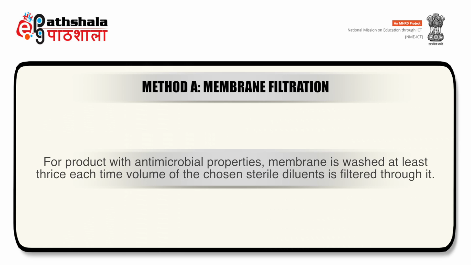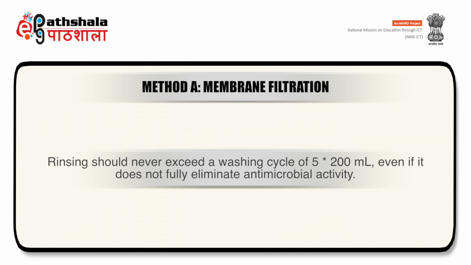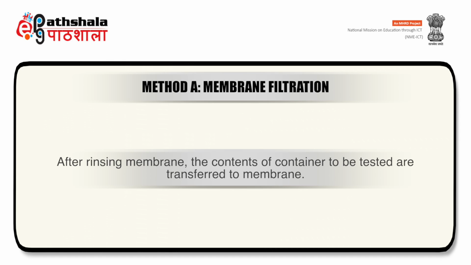For products with antimicrobial properties, the membrane is washed at least thrice. Each time, a volume of the chosen sterile diluent is filtered through it. Rinsing should never exceed a washing cycle of 5 times 200 ml, even if it does not fully eliminate antimicrobial activity. After rinsing the membrane, the contents of the container to be tested are transferred to the membrane.